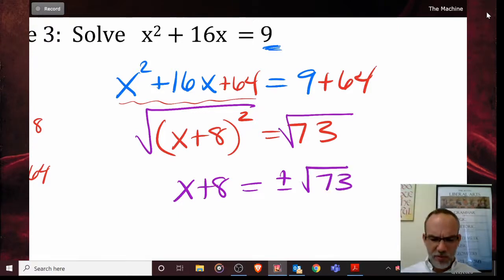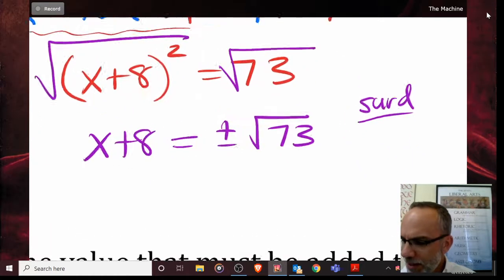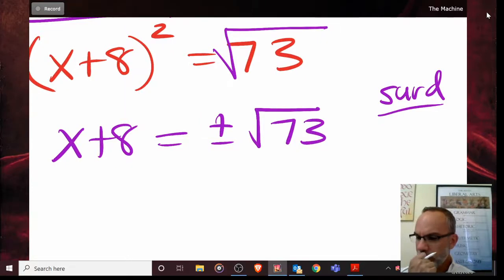Square root of 73? I don't think that reduces. Is that a surd? Do you know that word? Surd is a word, S-U-R-D. A surd is an irrational number that can't be reduced, like the square root of 73.